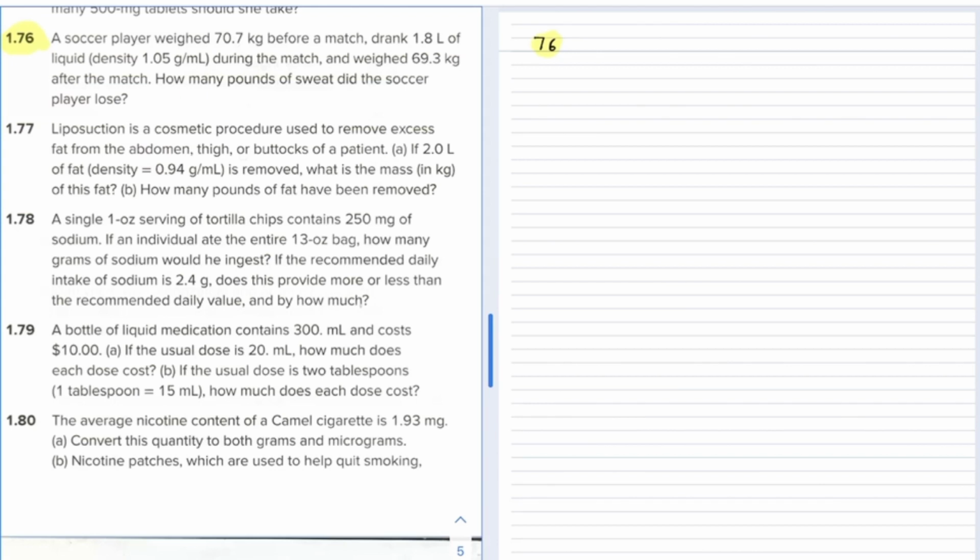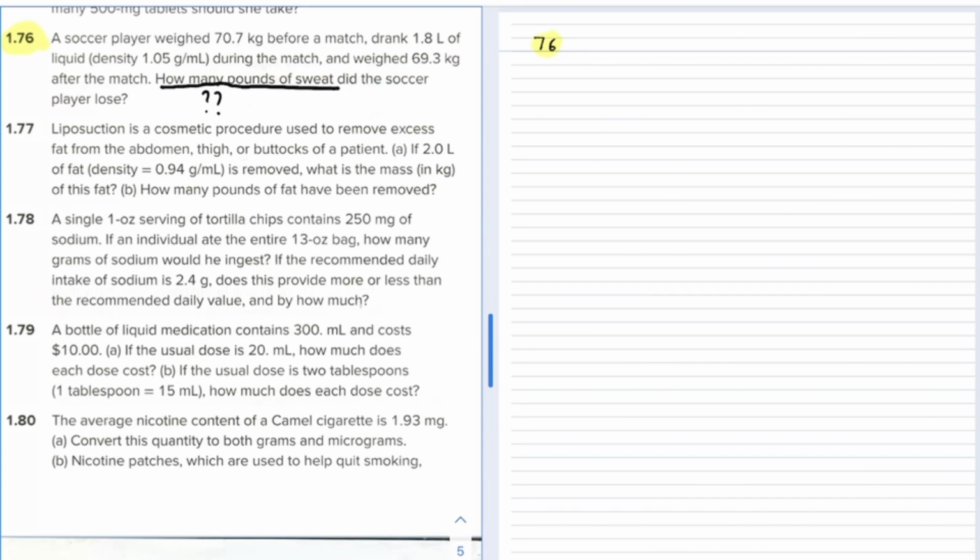It's asking us for the weight that the soccer player lost. So the soccer player weighed this amount initially. He added some weight by drinking liquid and must have lost some weight through sweat. And then after the match, here is his final weight. So the question is asking us, how much weight did the soccer player lose? So here's the question. I'll underline that. How many pounds of sweat? So we're looking for that.